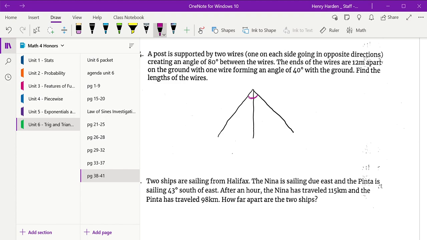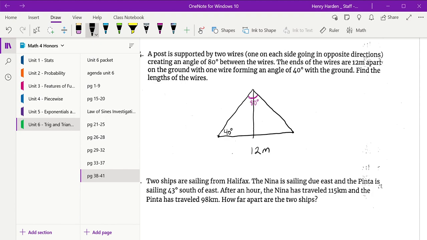Not 80 degrees on each side, but 80 degrees total. Now, do not assume that each side is 40 and 40, okay? That's not what we're going to do here because we don't have enough information yet to know if that's working or anything like that, right? So we don't have that. Now, the ends of the wires are 12 meters apart, and one wire forms an angle of 40 degrees with the ground.